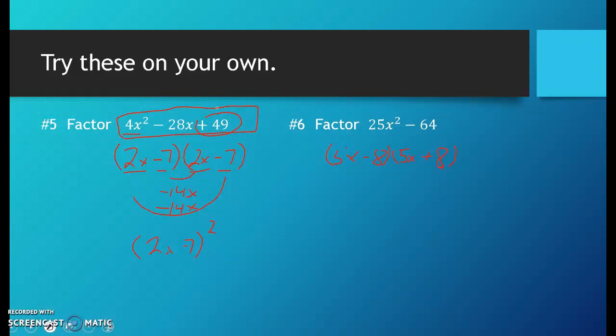Number 6, I know that 5x times 5x is 25x squared. I also know that negative 8 times positive 8 is negative 64. And negative 8 times 5x, my middle terms, that's a negative 40x. And if I check my outside terms, 5x times 8, that's a positive 40x. And so those cancel each other out, and I get no middle term. This is what I would get if I have a difference of two squares, which is what that is, and it would factor into two conjugates, 5x plus 8 and 5x minus 8.